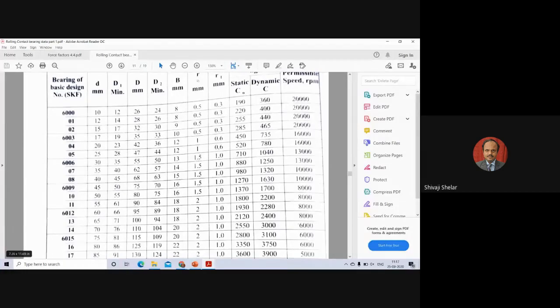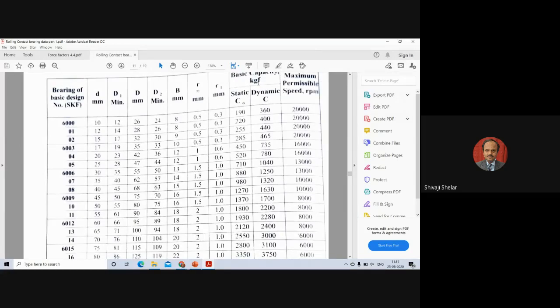Now, at this moment I require the static capacity and dynamic capacity. For this bearing, the tabulated value of static capacity, that is C naught, is 1930 kgf. These values are in kgf. I will show that these values are in kgf.